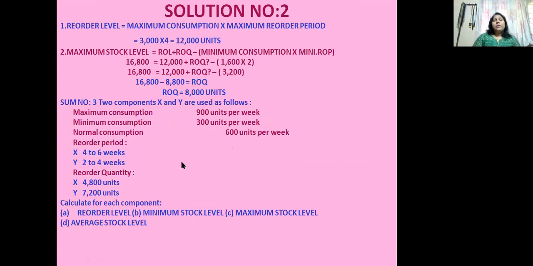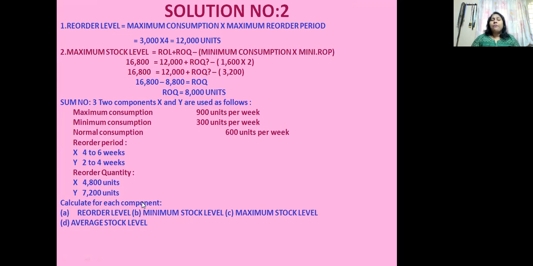Here, this problem has two components. Look at the problem. The two components X and Y are used as follows. We have the maximum, minimum and normal consumptions, which are given uniformly for X and Y. It is applicable for both X and Y. But the way X and Y components differ is in reorder period and reorder quantity. The question is, calculate for each component.